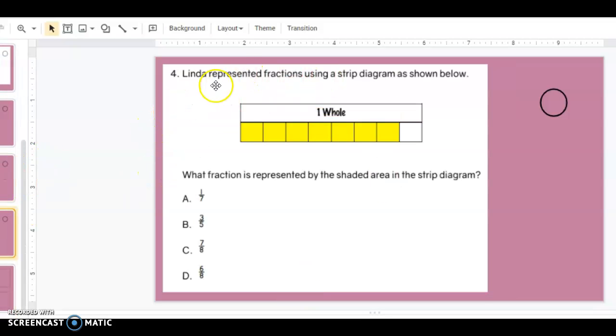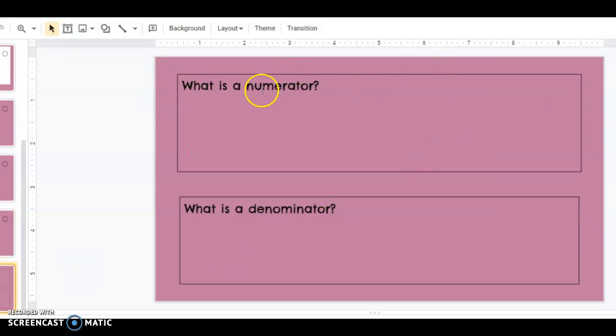And then number 4, Linda represented fractions using a strip diagram as shown below. What fraction is represented by the shaded area in the strip diagram? I expect to see some work from you guys on this one also, even if that's just writing down the fraction. Write down your strip diagram, or you can draw your strip diagram and show me. And then the last part is what is a numerator and what is a denominator.